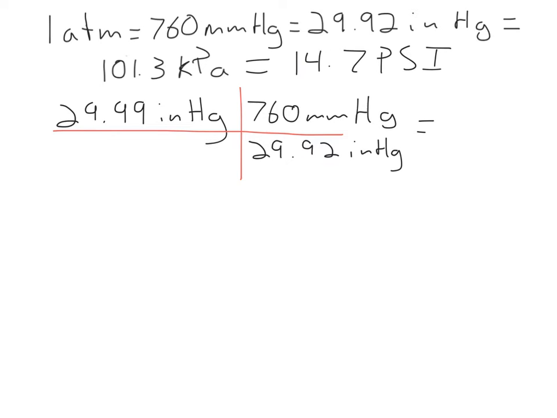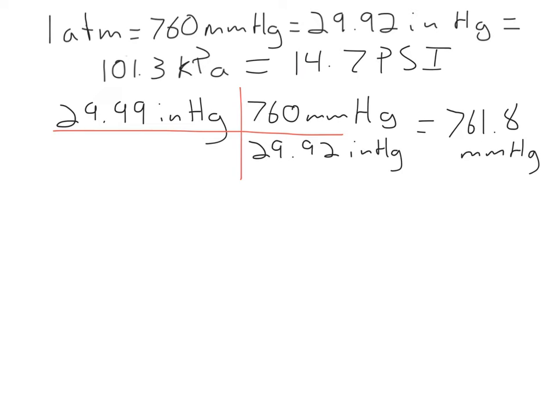I'll do that on my calculator here. 29.99 times 760 divided by 29.92. And we get a value of 761.8 millimeters of mercury. I used 4 sig figs because I had 4 sig figs back here in my original measurement.